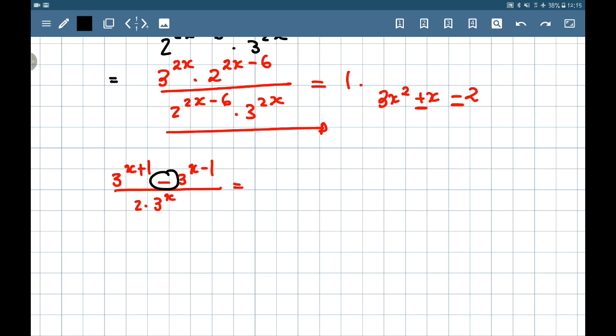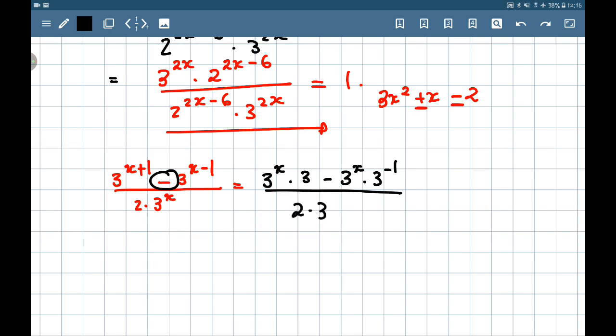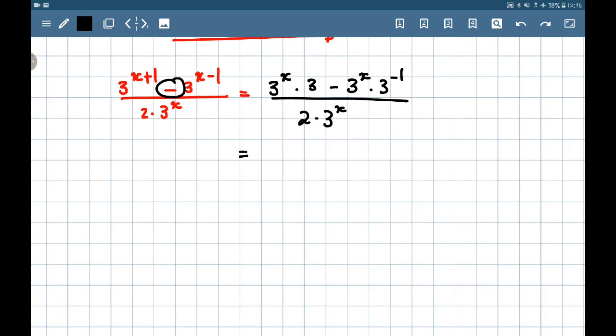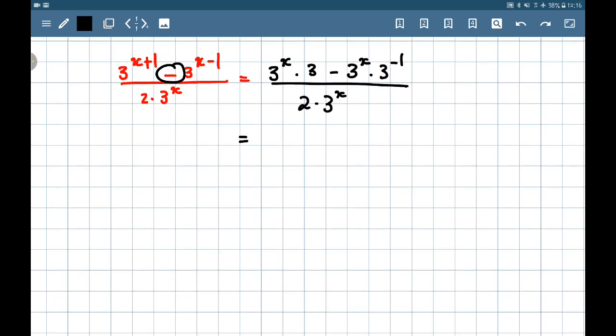So first thing first, the only way to get to the common factor is to break down each and every term, right? Which is going to be 3 to the power x multiplied by 3 minus 3 to the power x multiplied by 3 minus 1, all over 2 multiplied by 3 to the power x. Remember, you were doing this so that you can find a common factor, which means you cannot move on unless you find that common factor.